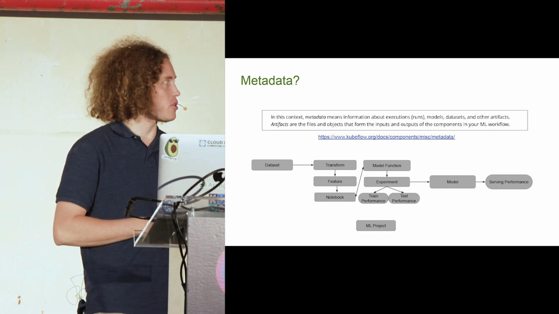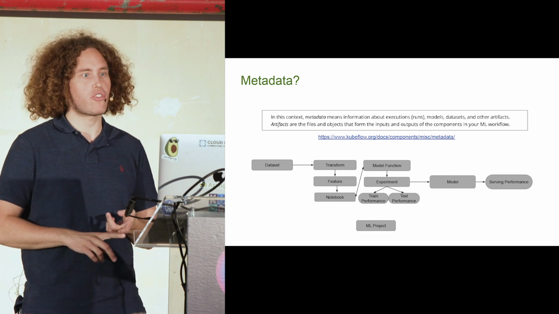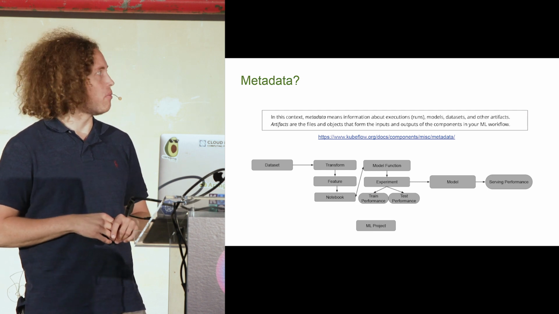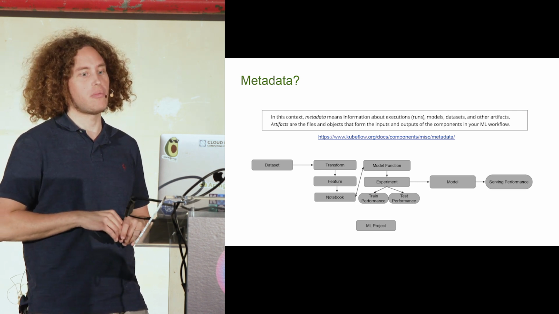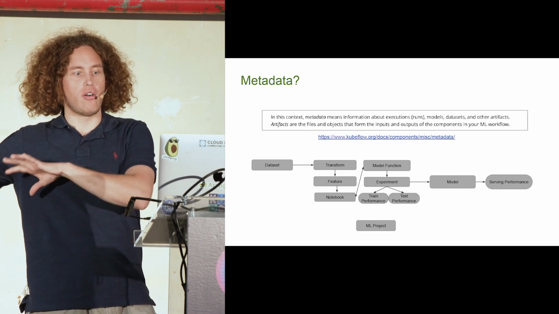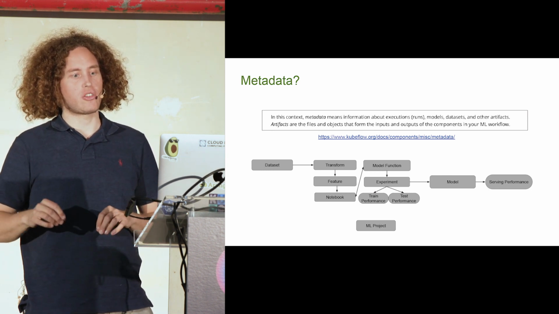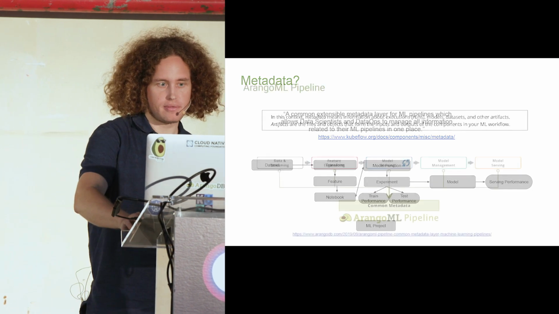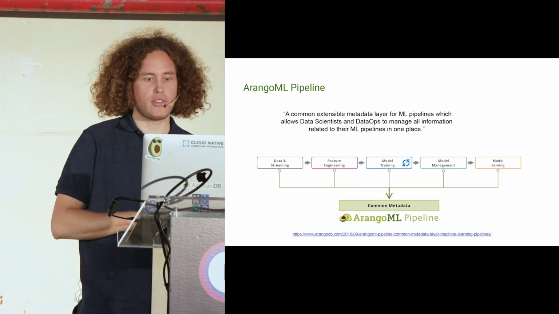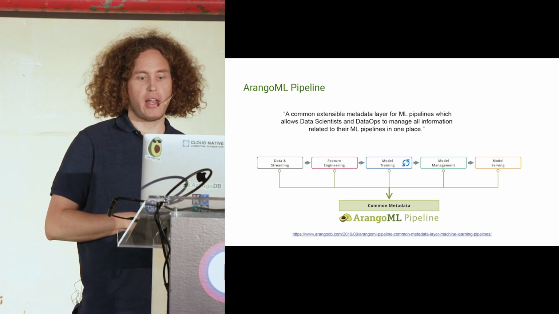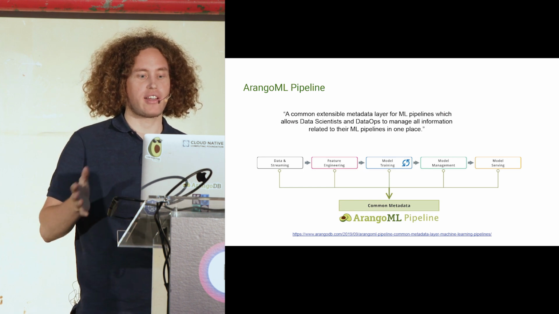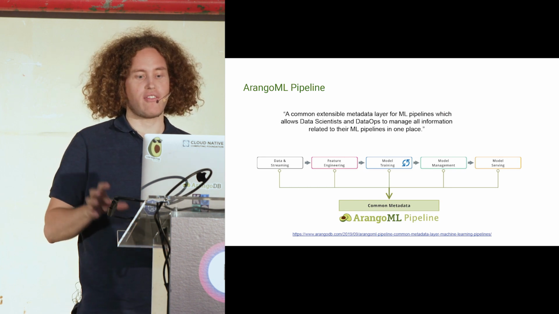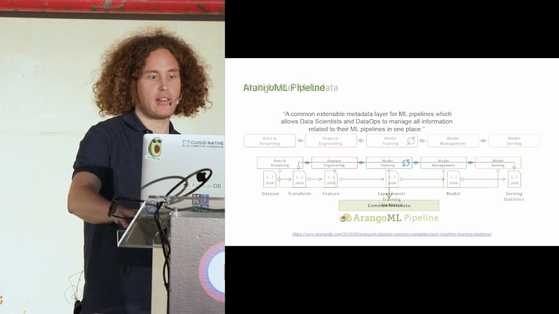Other things we were tracking were the training performance, the test performance, where the model is stored, and most importantly, what are the relationships in between. Like if we have an experiment, which model has been derived from that experiment, or vice versa, this model has been trained using this experiment. And again, this is also the idea for the ArangoML pipeline, this open source project, to have a common layer across different pipelines and a common store for metadata.